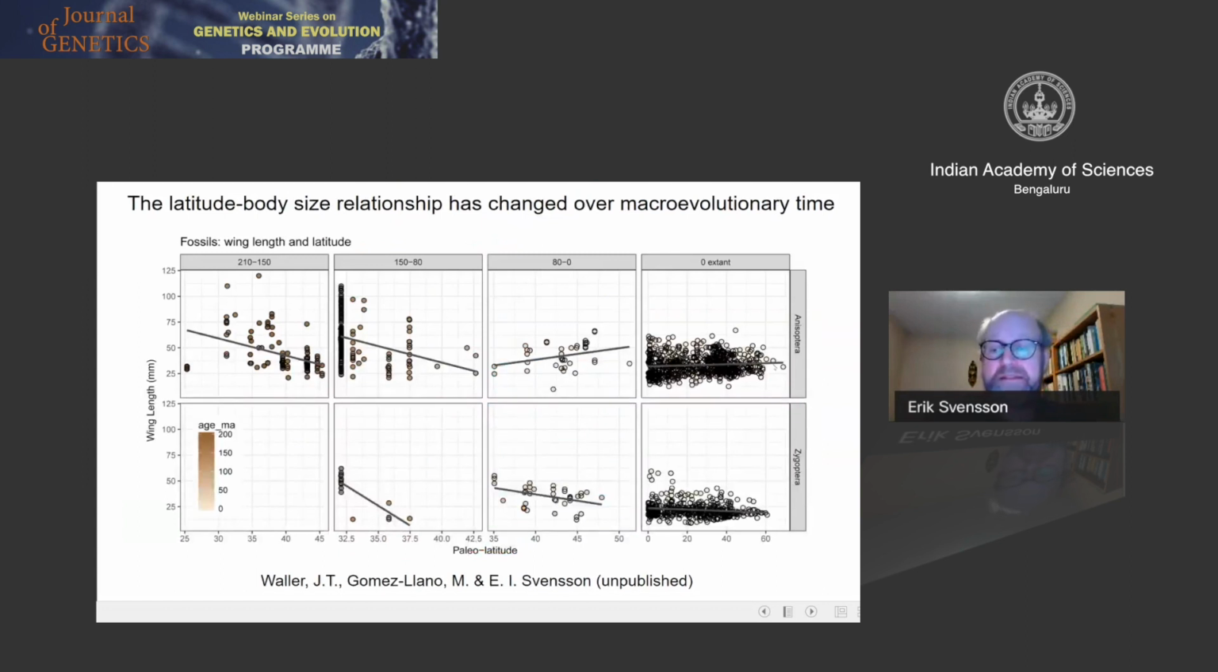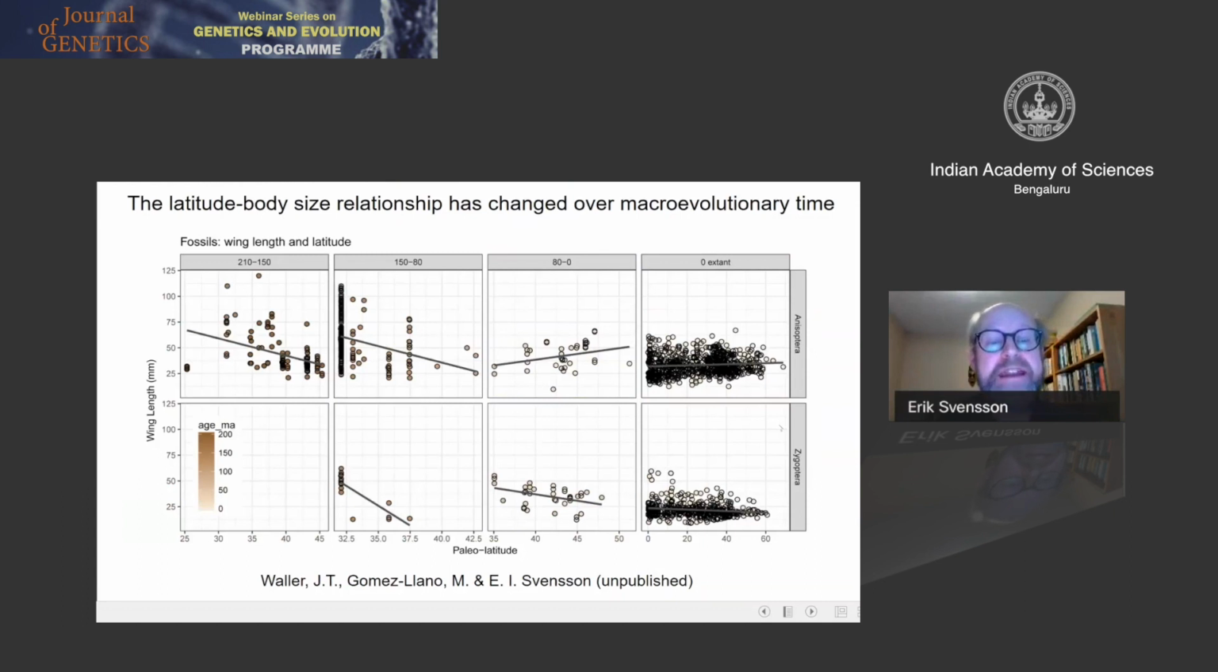And another strong indication that temperature is not everything in explaining this latitudinal body size pattern at the interspecific level is that if we look at the fossil data and break it down by wing length in relation to the latitude where the fossil was found, and we move towards the present, we see a very interesting pattern. So in the upper graph, you see the latitudinal wing length gradient for Anisoptera, for dragonflies.